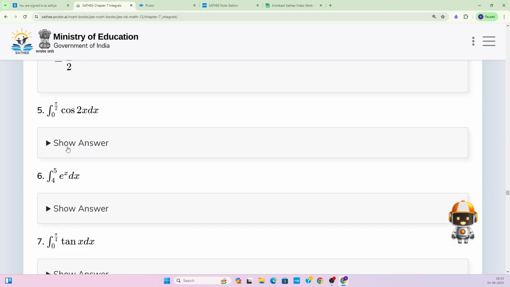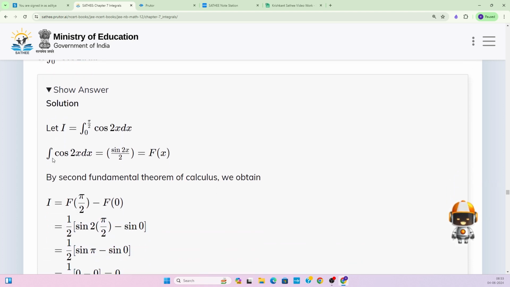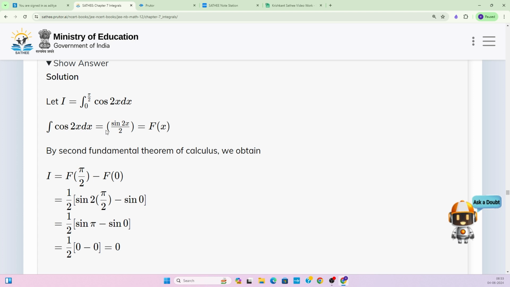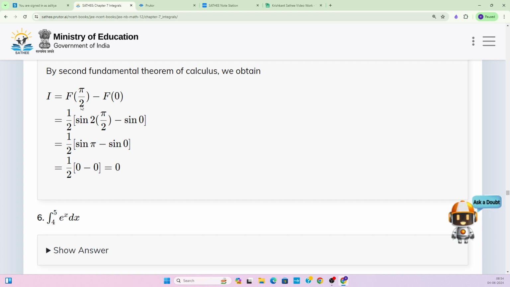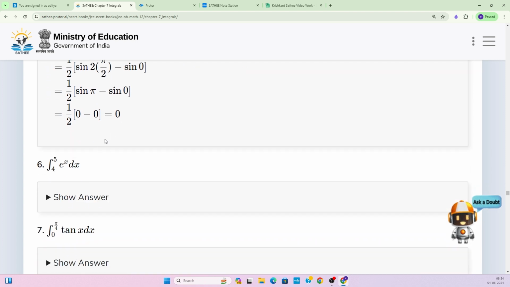Now the fifth problem says definite integral from 0 to pi by 2 of cos 2x. So you have indefinite integral of cos 2x dx will be sine 2x by 2, which will be your capital F(x). Now using the second fundamental theorem, capital F of pi by 2 minus F of 0, half times sine 2 times pi by 2 minus sine 0. Sine pi minus sine 0 will give you 0 as your final answer.